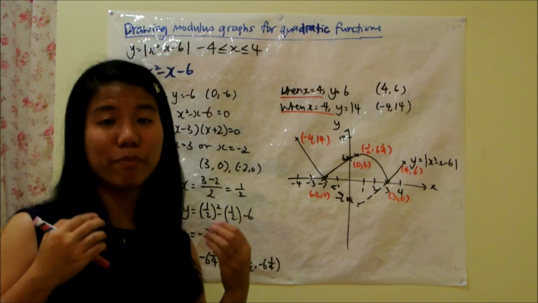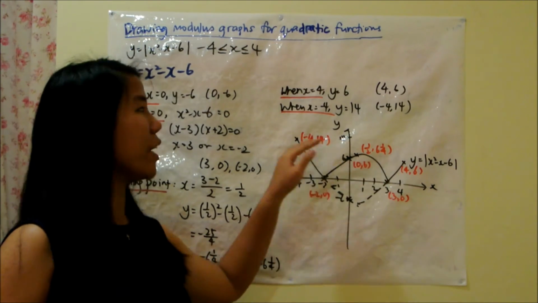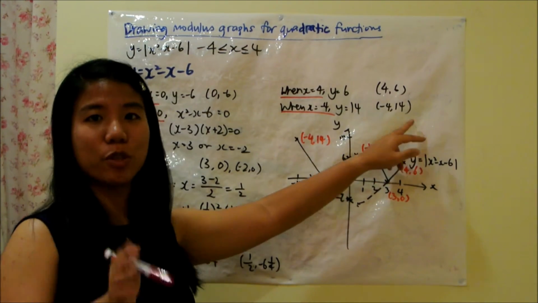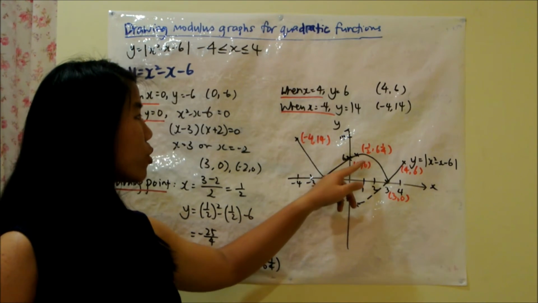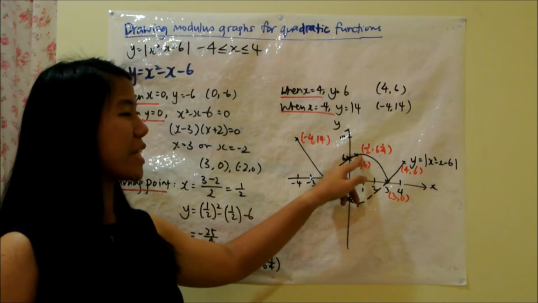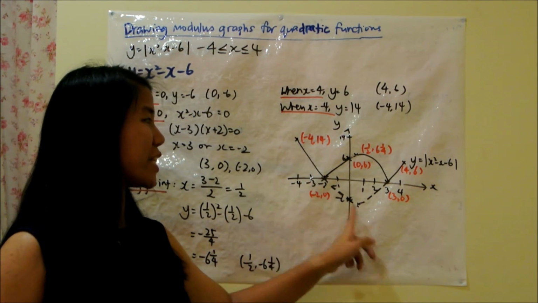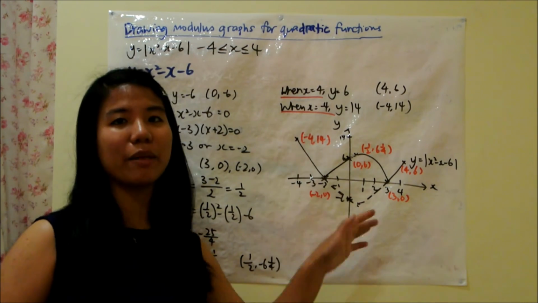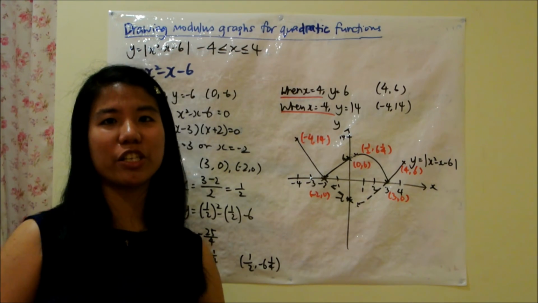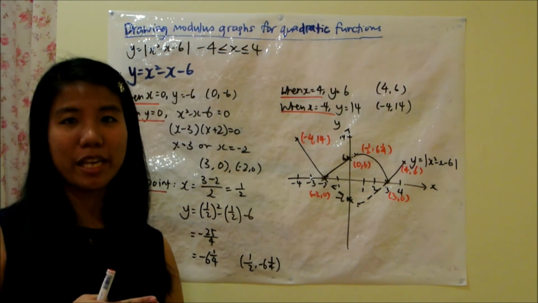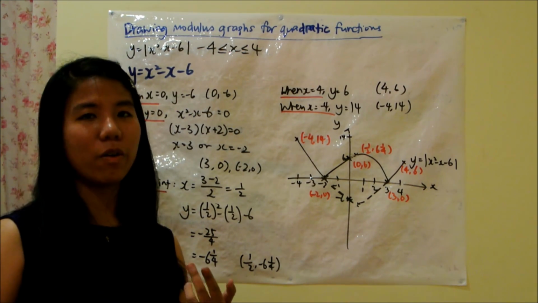Some of the common errors that you made were that you didn't find the endpoints, and your lines exceeded the endpoints, which is a no-no. Keep your graph between the endpoints. Also, you did not find the maximum or minimum point, in this case the minimum point. You need to find the turning point. So that's all I have for sketching modulus graphs. Don't forget to sketch your 4 points: x-intercept, y-intercept, turning point, and endpoints. Thank you.